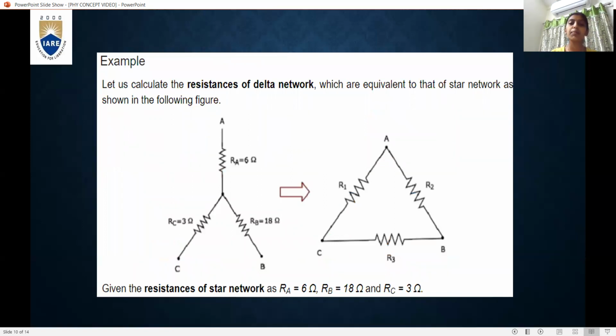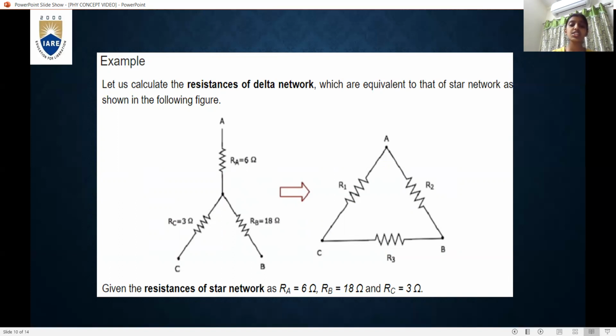So to understand in a better way, let us see some examples for the conversion of a star network to a delta network. So our first example is, let us calculate the resistances of delta network which are equivalent to the star network as shown in the figure. So here you can see the figure. The star network is named as ABC and even the delta network is named as ABC. So the star network is going to be converted into a delta network.